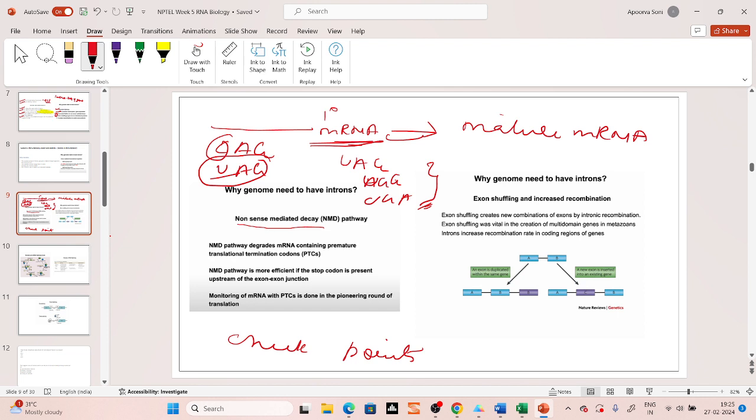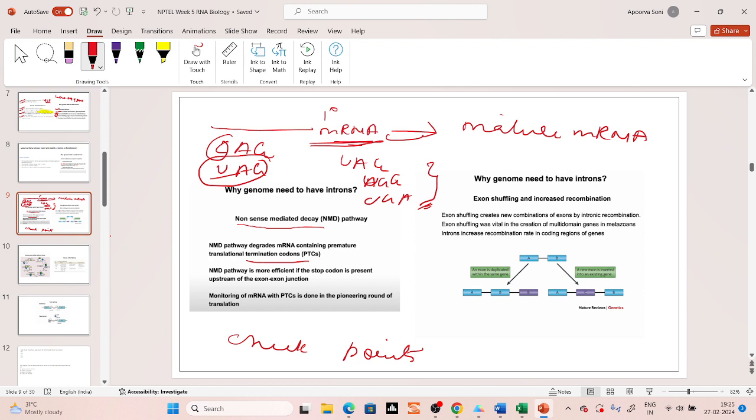that is known as a nonsense mutation. And this is known as nonsense mediated decay because it degrades the mRNA which has premature translational termination codons, which has premature termination codons. Those mRNAs are degraded. That is why it is known as nonsense mediated decay, because nonsense means that your termination codons are not needed, but somehow they are present, and they are not completely matured also. So such mRNAs are degraded. That is the meaning of nonsense mediated decay.